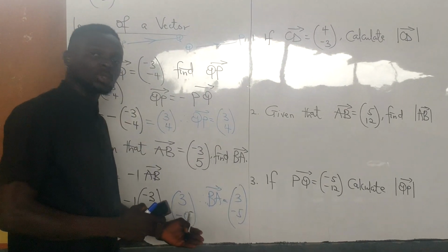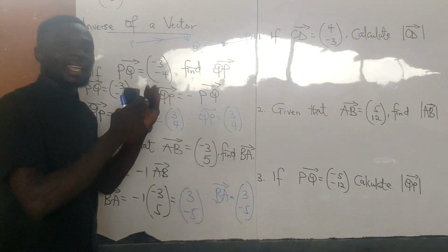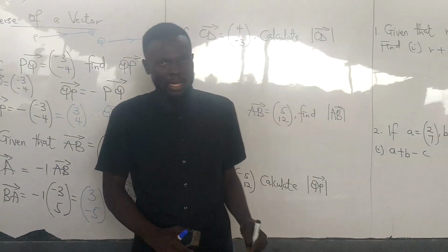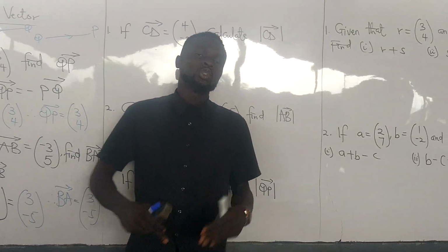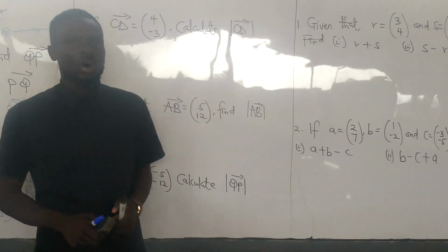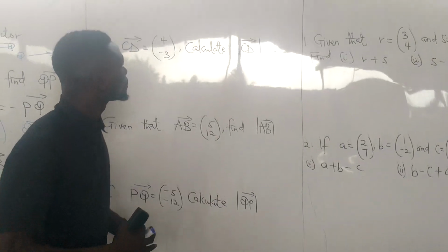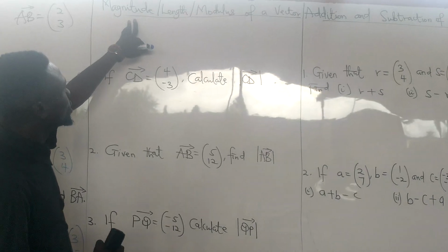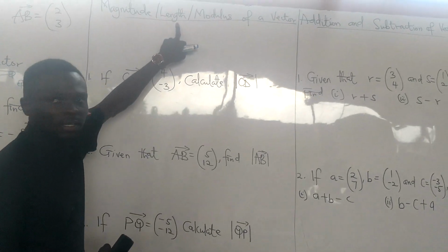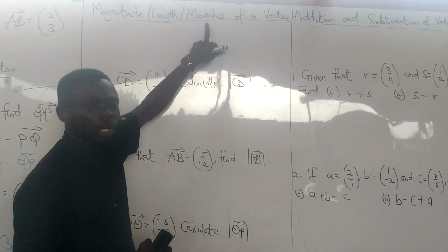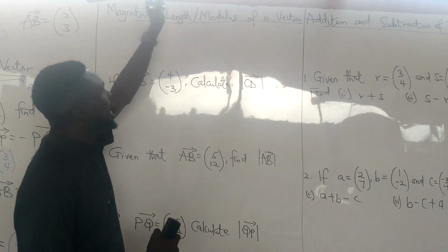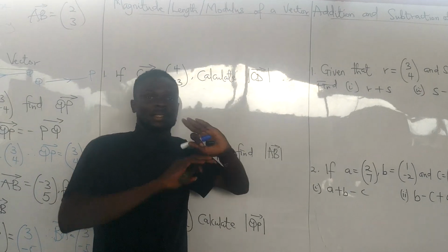So anytime you want to find the inverse of a vector, just multiply the given vector by -1, or by negative, to get the inverse of that vector. Let's move on to the next one. We have magnitude, which is the same as the length, which is the same as the modulus of a vector. So when we hear magnitude, length, or modulus, they are the same.